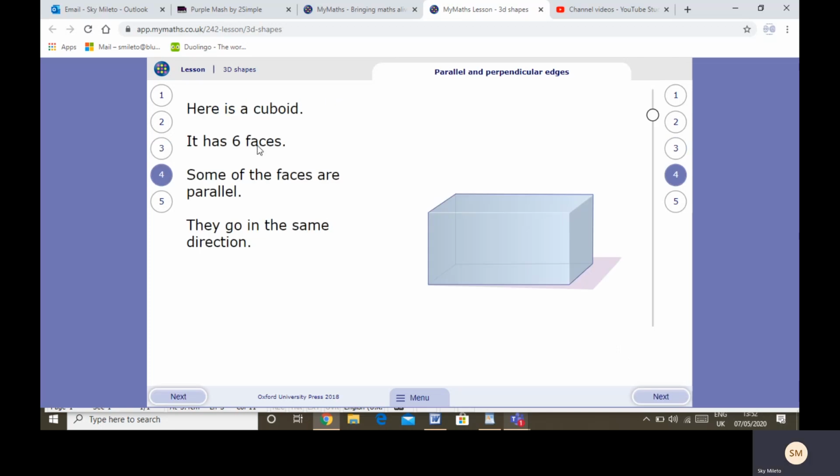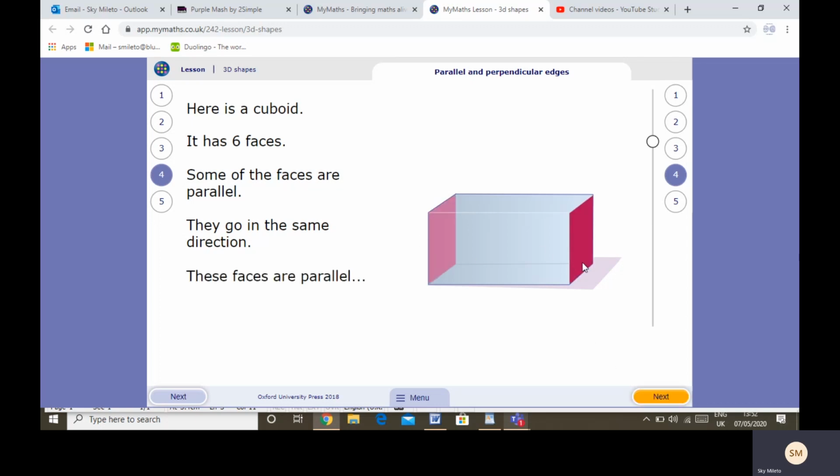Here is a cuboid. It has 6 faces. Some of the faces are parallel. Okay, if I was in class, I'd say my turn, your turn, like we do. We repeat things. So if I say parallel, you're going to say parallel. Bit hard to do it over the screen, but hoping that you got the idea. So they go in the same direction. So parallel faces are the faces that are facing in the same direction.